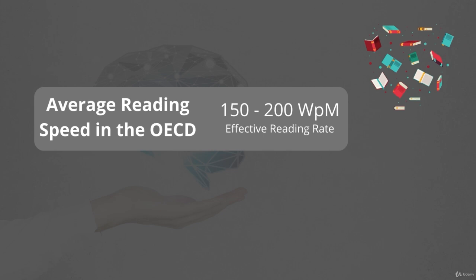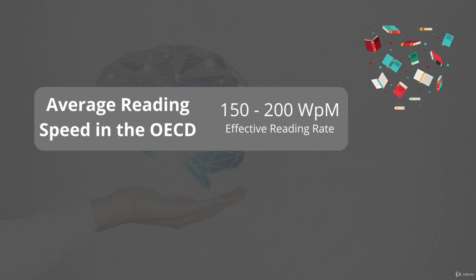First of all, the average reading speed in the OECD, so 37 of the most developed countries in the world, is between 150 and 200 words per minute. So that's their average effective reading rate, 150 to 200. So as you can see, if your reading speed in the assessment was below 150, you are below average.